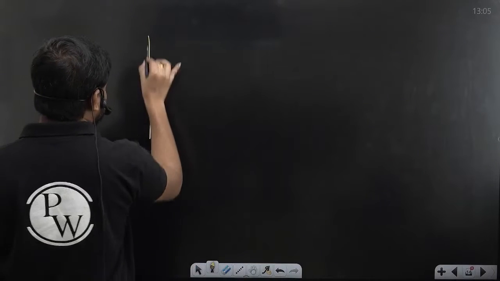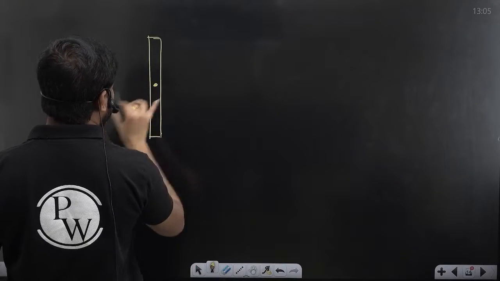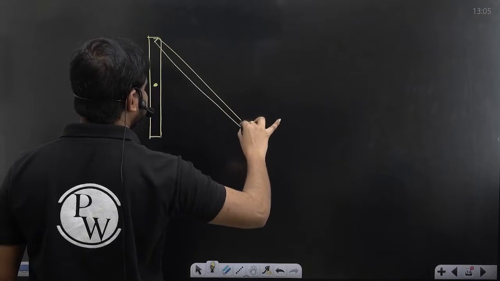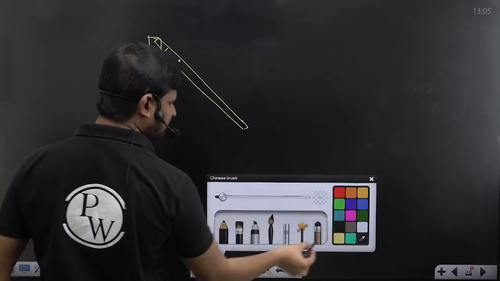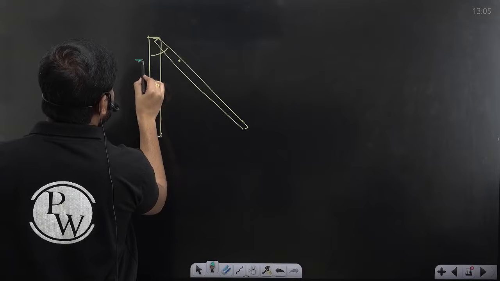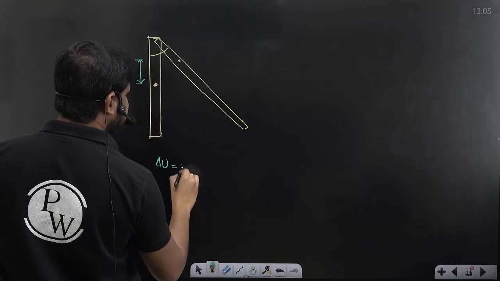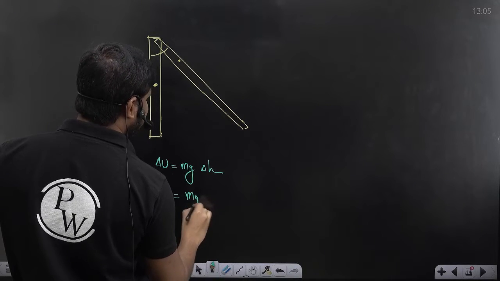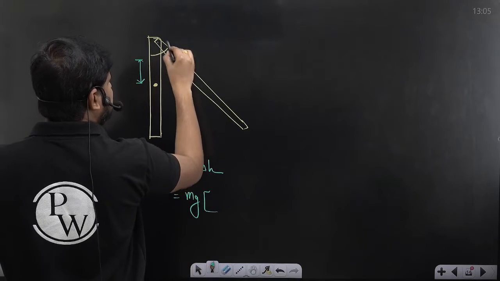So again, I am writing. See here, this is actually the meter stick. Again, listen. So this is actually the meter stick, and here is its center of mass. Now it is rotated by an angle of 60 degrees, so that its center of mass shifted to this place. So now we need this height, right? The change in potential energy is mg into delta h, right? So what is delta h here? From here to here it is L by 2.